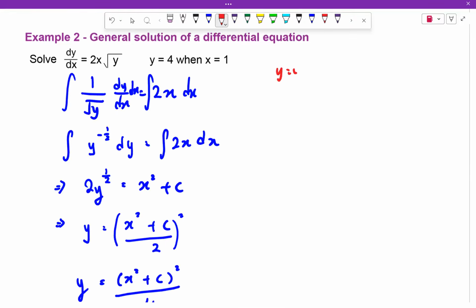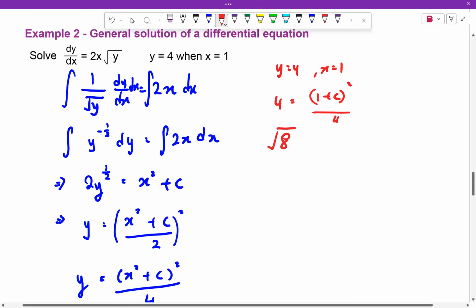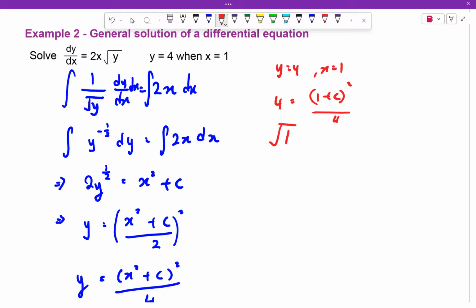When y equals 4, x equals 1, so it will be 4 equals to 1 plus c of the square, okay? And then over 2. So in this case, we will get 8, and it will be a square root, okay? Oh, it should be a 4, sorry. Okay, it will be 1 if that's the case. Then it will be square root, okay? And we will have equals to 1 plus c.